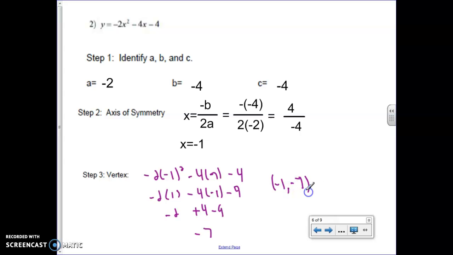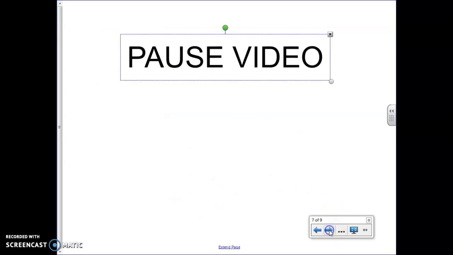What I'm going to ask you guys to do is to pause the video and try the four ones underneath. When you guys are done pausing it and trying them out, look at the next two slides. And if you have any questions, don't hesitate to ask.